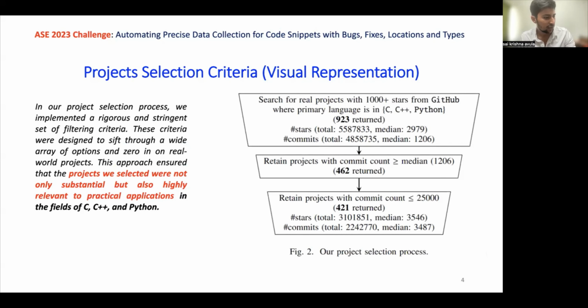The first criterion returned around 923 projects with a commit count of 4.85 million. The second criterion is we took those projects whose commit count is greater than the median of total commit count, and the projects are narrowed down to 462. The third criterion is we chose projects with less than 25,000 commits and further narrowed down the count to 420. This selection provides a robust and representative sample suitable for research and analysis tasks.